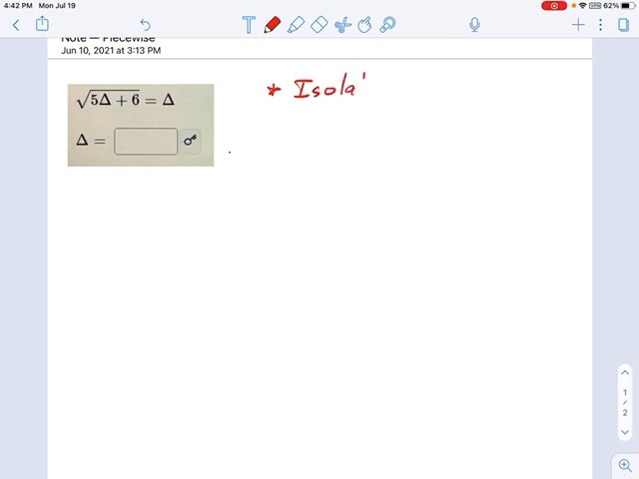Very first step, isolate the radical. You should always be on the lookout for how you can get the radical by itself. Once you get the radical alone, you can square both sides and get rid of the radical. And that makes everything nice. So I'm going to start with my equation, which already is nicely isolated. I have the radical by itself.